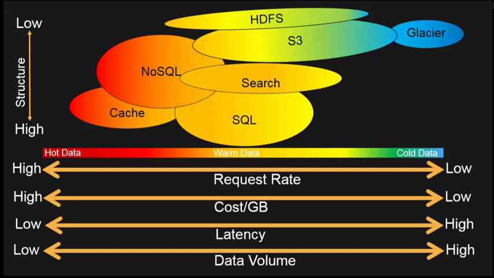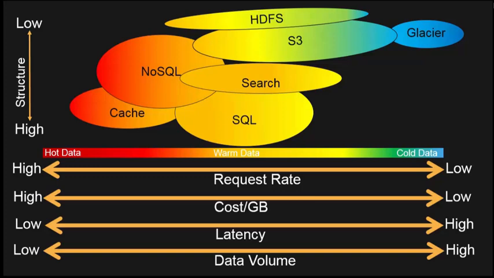From left to right, the data goes from hot data to cold data. For example, caches or NoSQL tend to have hot data, where the request rate is very high. The cost per gigabyte is higher compared to potentially S3 or Glacier. And then in the middle is SQL and search.